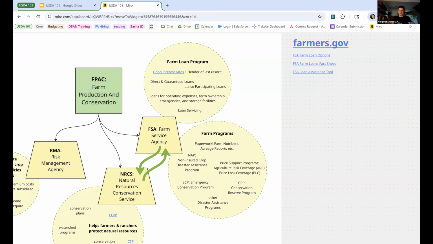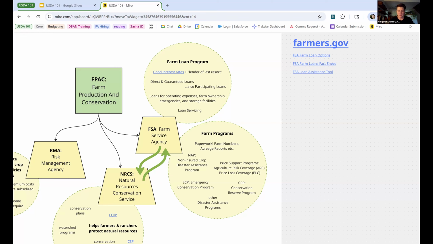FSA's price support programs. So those are the programs where you're growing a commodity, and if the price drops below a particular level, you get a check. Depending on a lot of things, it's complicated. We don't have time to go into it today, but this is basically what's known as commodity subsidies, or farm programs.